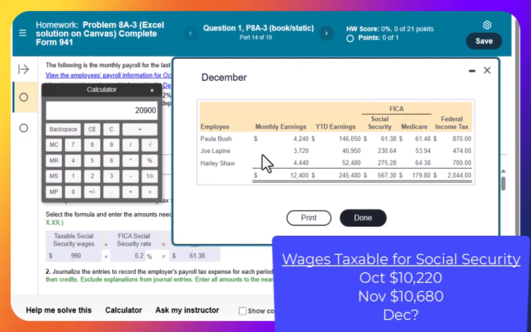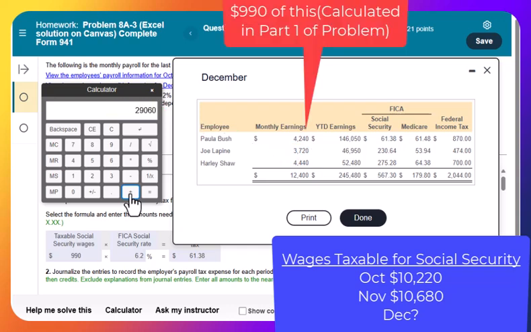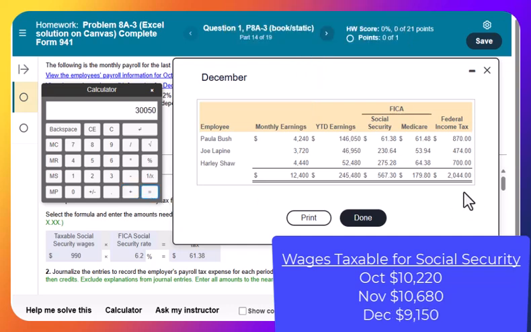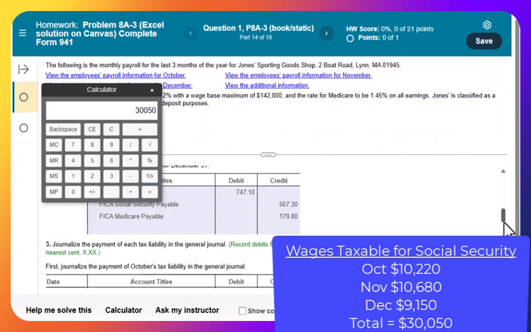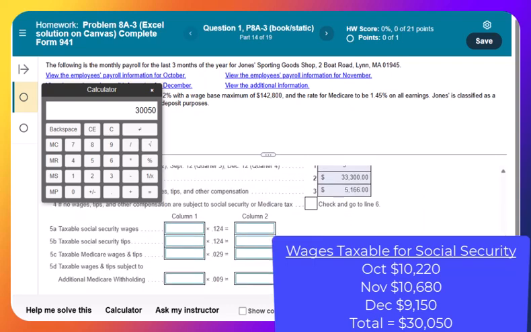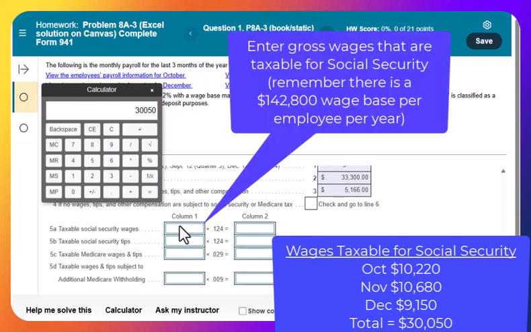And since Joe and Harley are under the limit here, we can add their paychecks in full first. And then 3,720 for Joe. And then 990 of Paula's paycheck is subject to Social Security tax that we calculated in step 1. So then that total here for line 5A, go ahead and close out of this table, scroll all the way back, is going to be that 30,050. So we can go ahead and populate that in.